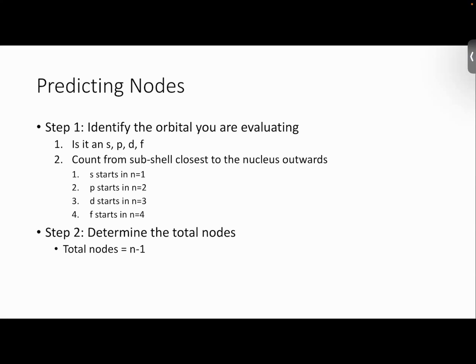Would you increase the different types of nodes as you went up because the dimensions of the orbitals change? So when you went from S to P, you gained one, and then when you go from D to F, would you gain another type?